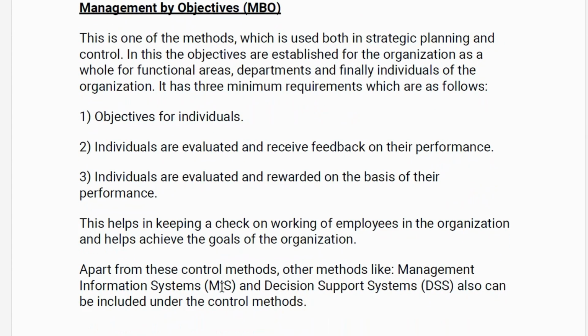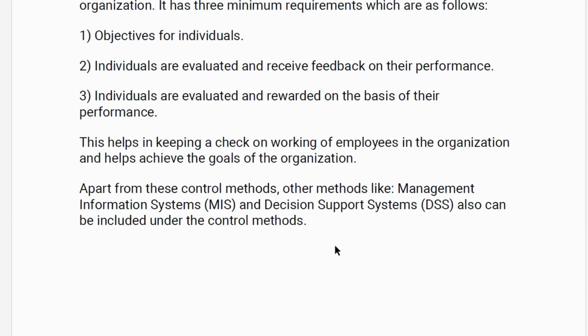This method uses both strategic planning and control. It emphasizes the whole functional areas, departments, and finally the individuals of an organization. There are three minimum requirements for management by objectives. The first is objectives for individuals. The second is that individuals are evaluated and receive feedback on their performance, and then individuals are evaluated and rewarded on the basis of their performance.